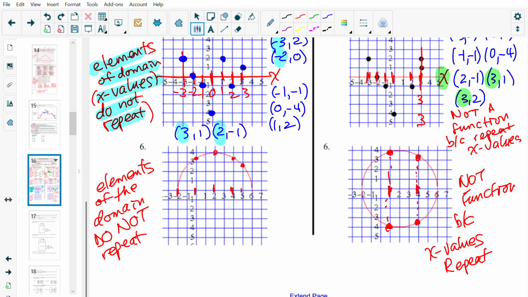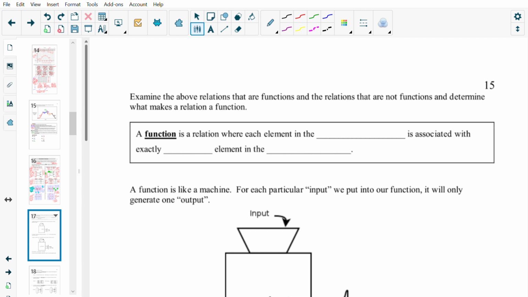In the next couple pages, we will show you a method of how you can tell quickly whether a graph of a relation is a function or not, by a thing called the vertical line test. We'll do that in the next couple pages. Okay, let's go to the next page.